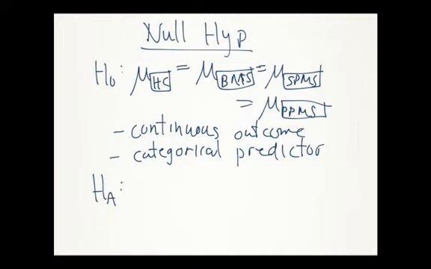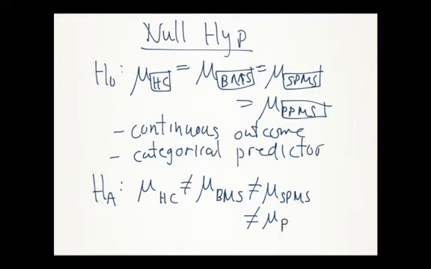Remember that between the null hypothesis and the alternative hypothesis, we have to cover all possibilities, right? So you might be tempted to say that the alternative hypothesis is that the mean in the healthy controls is not equal to the mean in the benign, is not equal to the mean in the secondary progressive, is not equal to the mean in the primary progressive. But this is wrong, okay? This is a common mistake, so don't make this mistake.